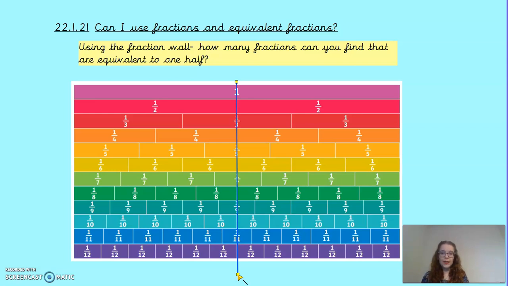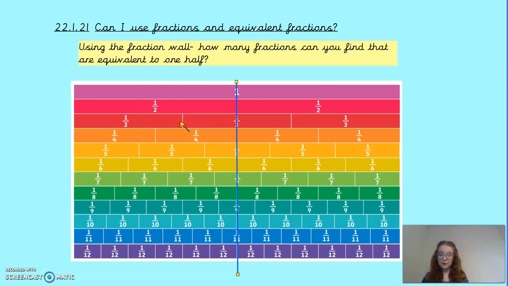Now, they're equivalent if it has the exact right number inside 1 half. So here I've got 1 half. This is equal to 1 half. I know that because I halved my fraction wall. Now, 1 half is the same as 2 quarters because 2 quarters fit perfectly onto that half. Okay? 1 half is also the same as 3 sixths because I've got 3 sixths on this half.